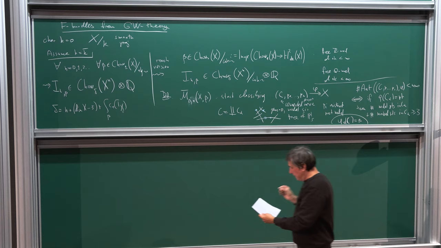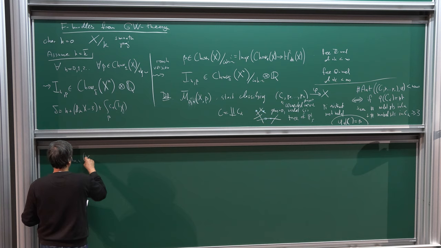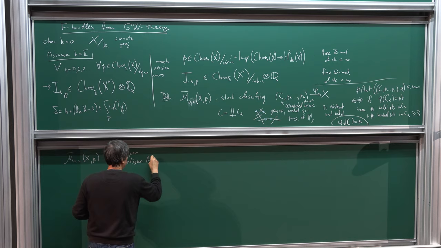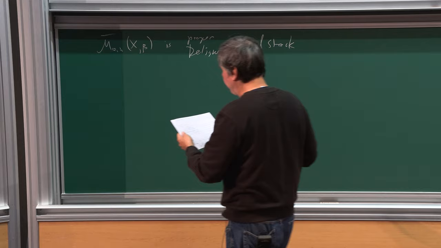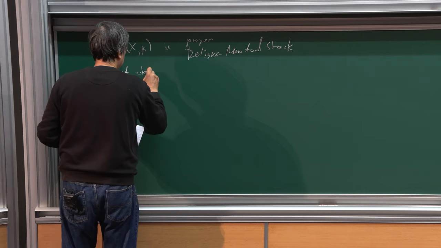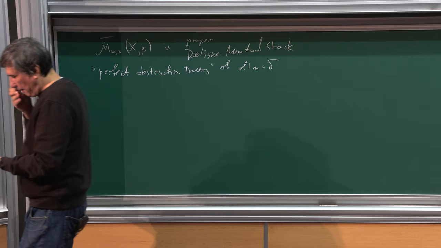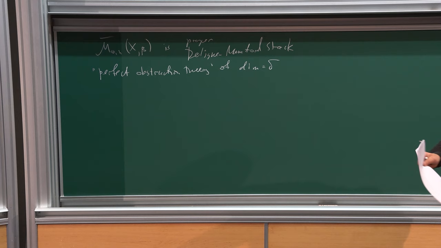And what is known about this space? This is a proper Deligne-Mumford stack. So stabilizers are finite groups, as you see. And it also carries something called a perfect obstruction theory of dimension delta. I'm not going to talk much about it. It's a natural deformation complex with two terms, deformations and obstructions. There are no other terms here. And the difference between deformations and obstructions is delta.